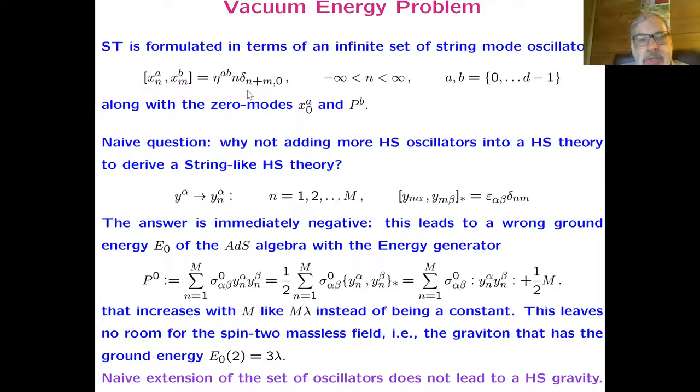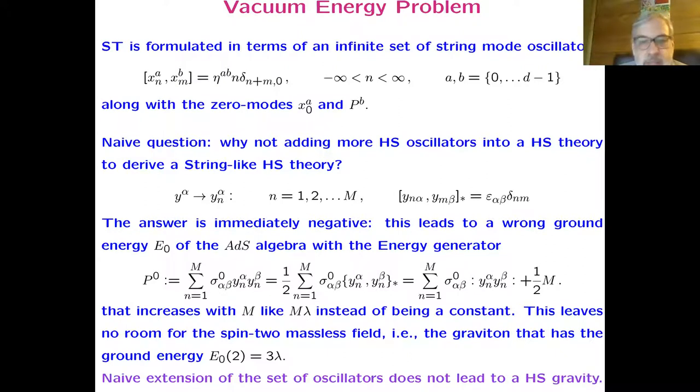Everybody knows that string theory is formulated in terms of mode oscillators that have these commutation relations. So indices A and B are space-time, and index n runs from minus infinity to plus infinity, just describing different modes of the string. Well, in addition, there are two zero modes that describe the center of mass coordinate and total momentum of the string, x naught and p. So far, so good. So we introduce infinitely many oscillators, obtain this string theory.